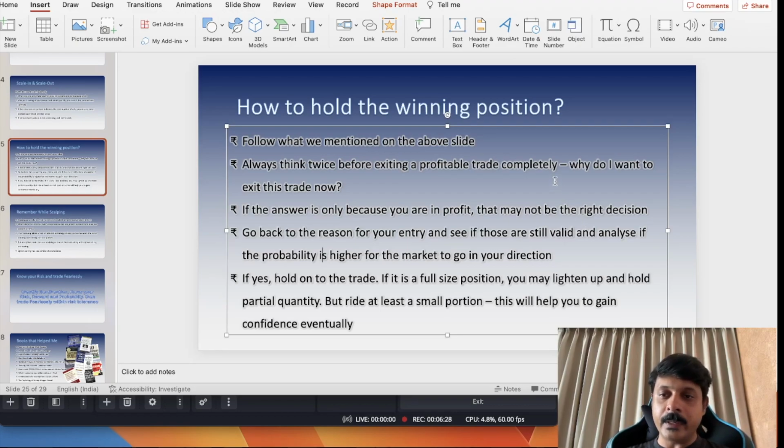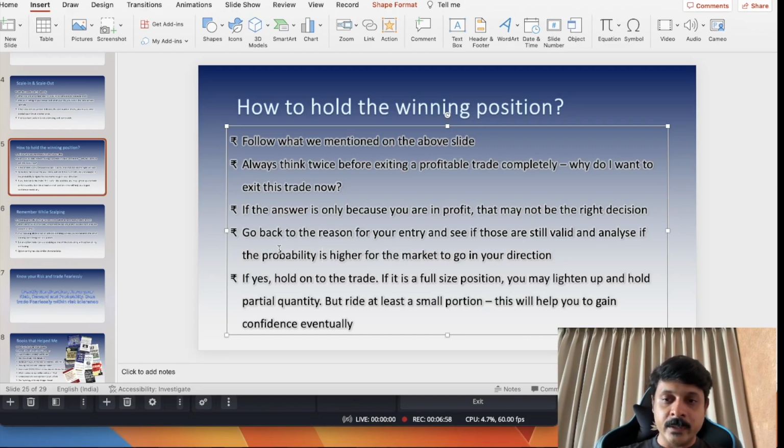I don't even look at the P&L. I just take the trade and exit. Only when I want to exit, I go to the position screen. Otherwise, I just hide it, and sometimes I even close the trading terminal. That's how I trade. And when you have the hunch to exit the position, you go back to the reason for your entry and see if those reasons are still valid, and if the market is good to continue in your favorable direction. If that is the case, there is no exit there.